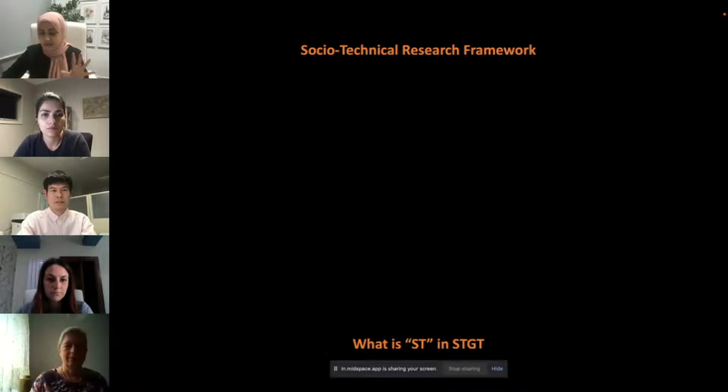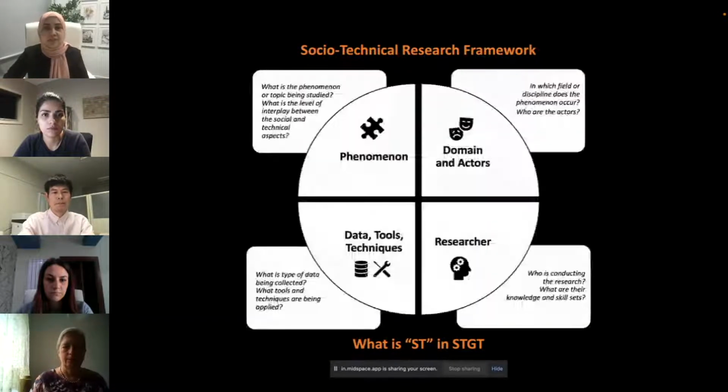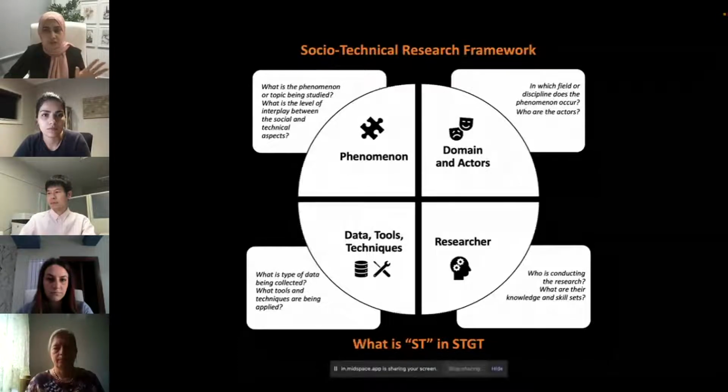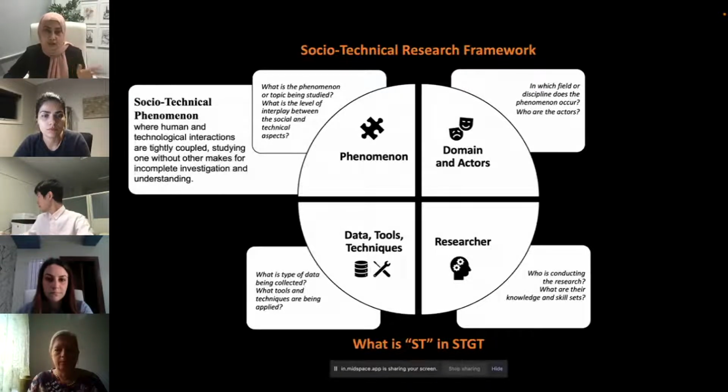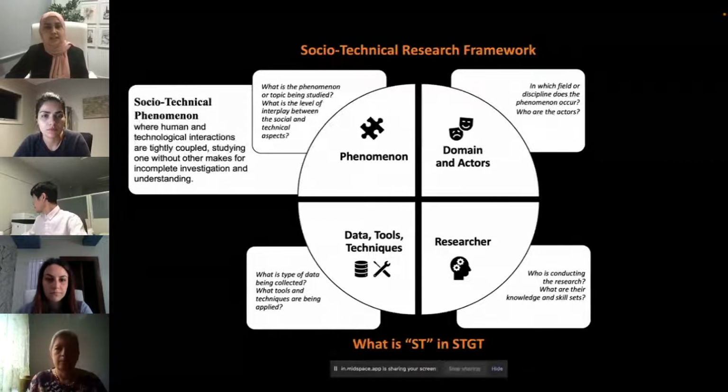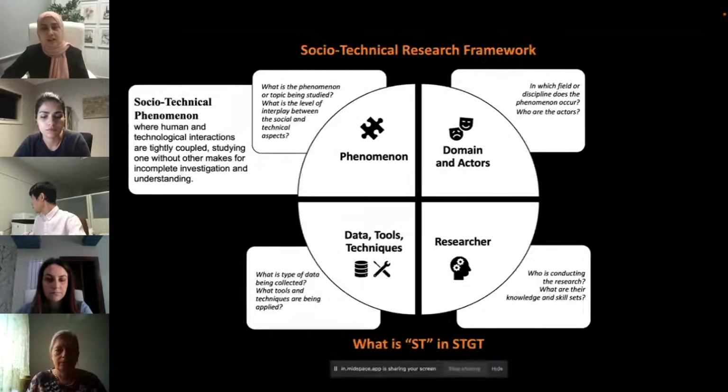So I went ahead and described the entire research framework, which is this. I describe the phenomena, which is a socio-technical phenomena, the domain and actors, researchers, data, tools, and techniques. So bear with me. A socio-technical phenomenon is essentially the idea where human and technological interactions are so tightly coupled that studying one without studying the other makes for an incomplete investigation and understanding.